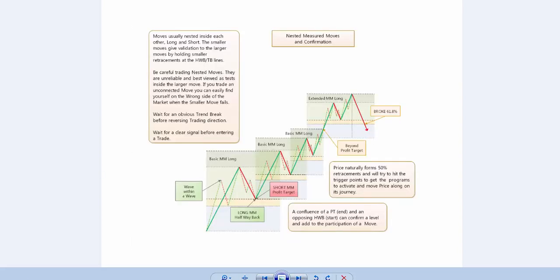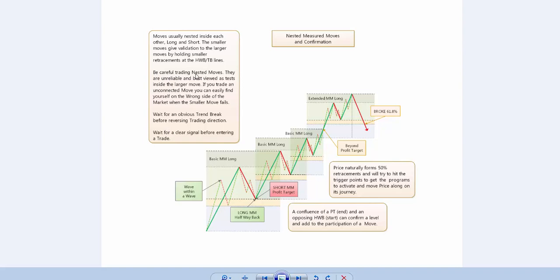This next slide here is kind of an example of nested measured moves, and I go into this a lot in my book, and this is where the danger of the micro time frames is. We'll often hear that we trade 15-minute trends. We can go to smaller time frames, but there are smaller moves nested inside of the other, long and short. The smaller moves give validation to the larger moves by holding smaller retracements at halfway back or our TB lines.